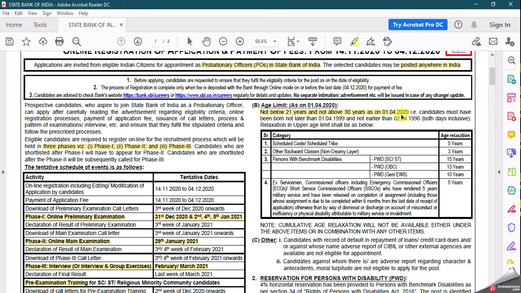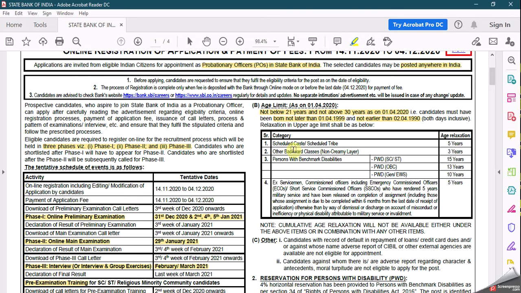That is, for a general or open candidate, he should have been born not later than 1st April 1999. That means his date of birth should not be later than 1st April 1999, and he should not have been born earlier than 2nd April 1990. So if some candidate is from 1989, he is not eligible if he is from the open category.